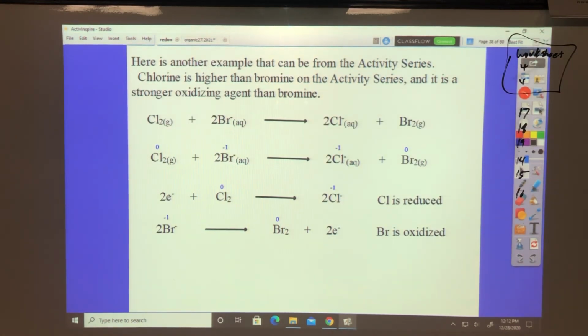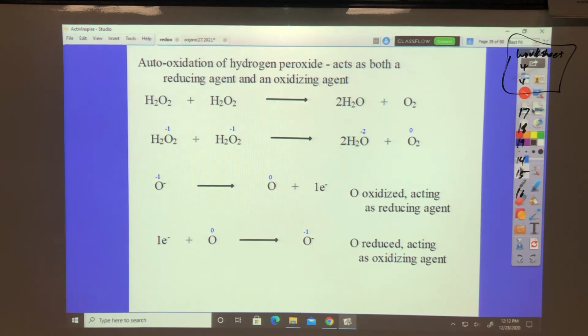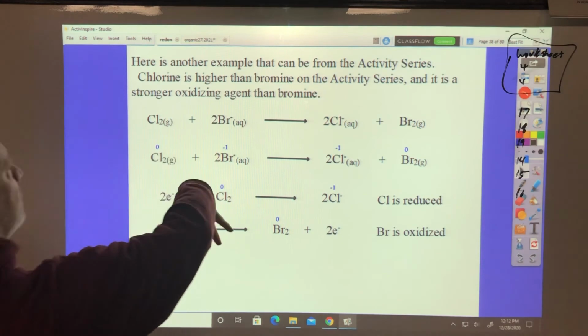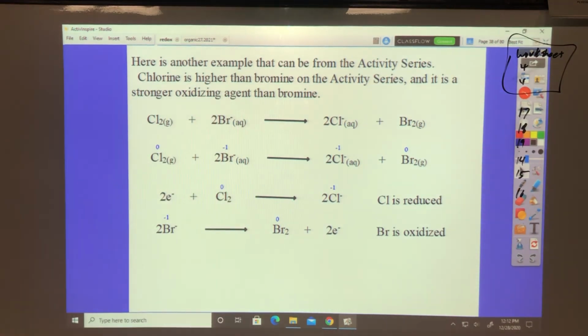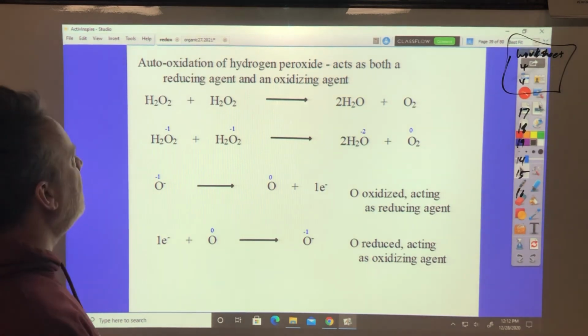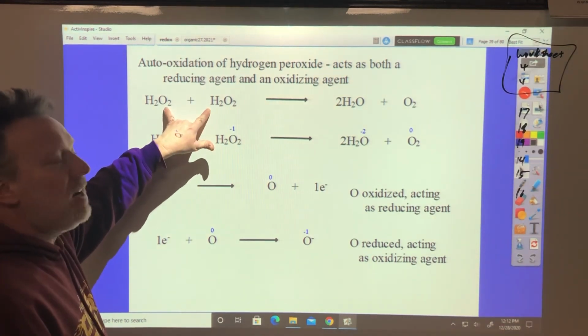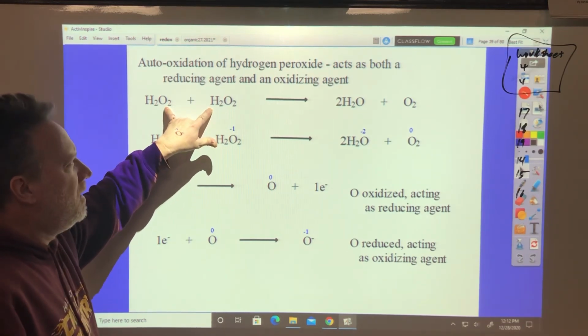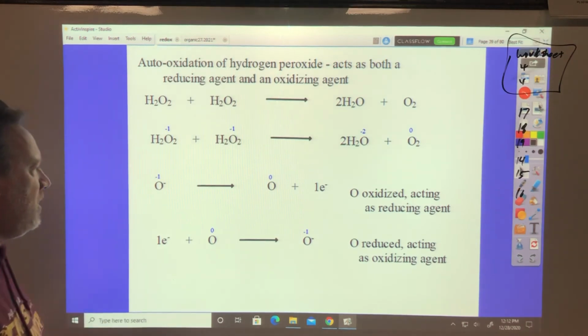Okay, I don't need to do that example. Just showing you chlorine, this works for halogens also. One's oxidized, one's reduced. If you take hydrogen peroxide with hydrogen peroxide, one of those molecules acts as a reducing agent, one of them acts as an oxidizing agent.